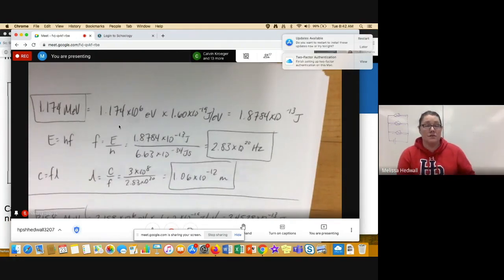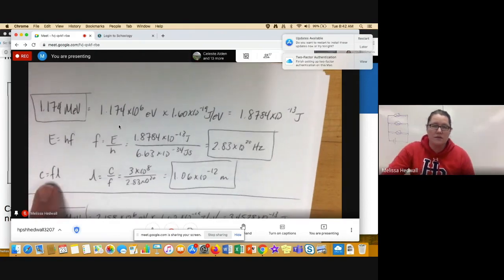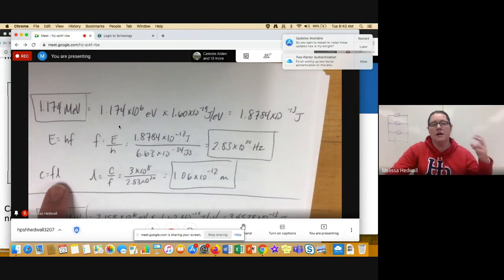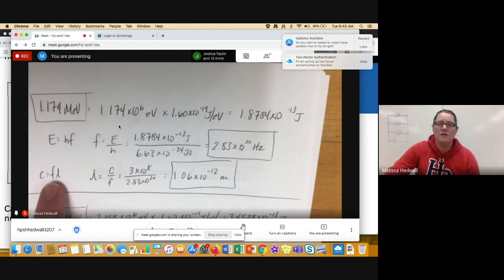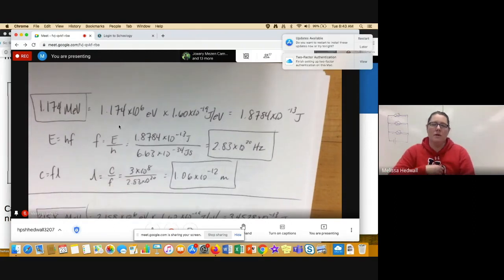It also asks you to solve for wavelength. And the way I chose to do it is by taking c equals f lambda. You could use the other equation that's listed in your data book. It has Planck's constant and works through it to solve for your wavelength. And so I chose to do it this way. So wavelength is the speed of light divided by the frequency. So 3 times 10 to the 8th divided by the frequency that we got. And so it's 1.06 times 10 to the negative 12th meters.